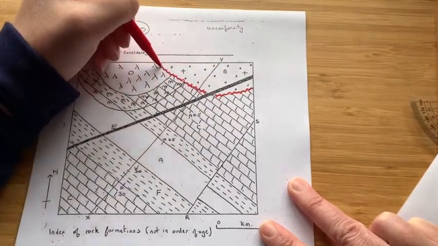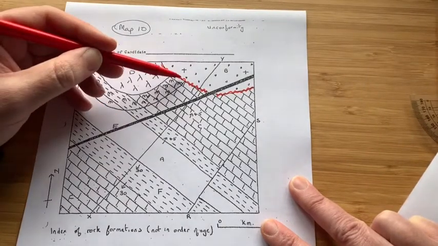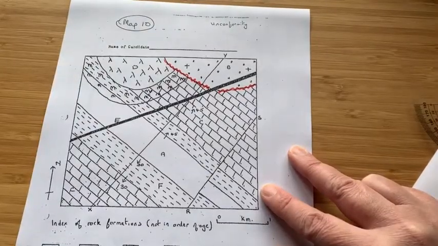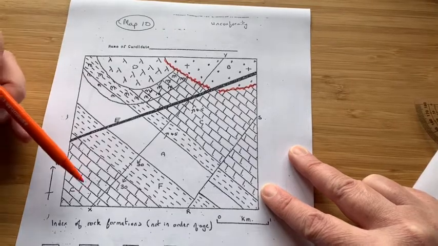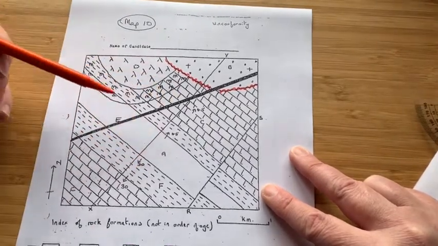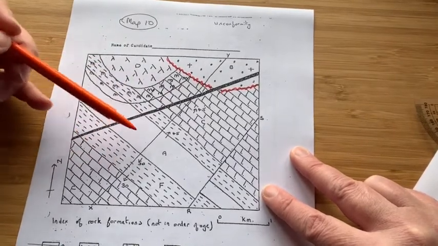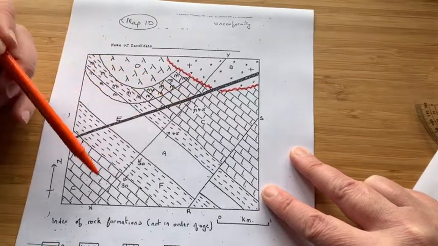And from the age relationships, we know that this dike is younger than the unconformity, but the pluton is older than it. If we look at the rest of the map, we can see that the sedimentary layers A, F, G, etc. show evidence of folding. We can see this because A isn't repeated, F is on either side, and C is on either side of that.